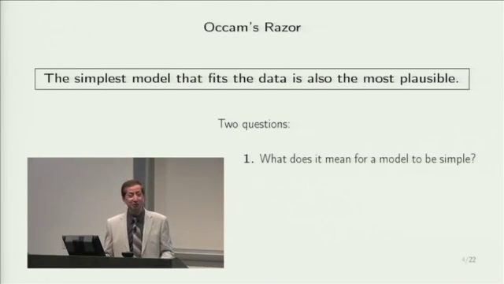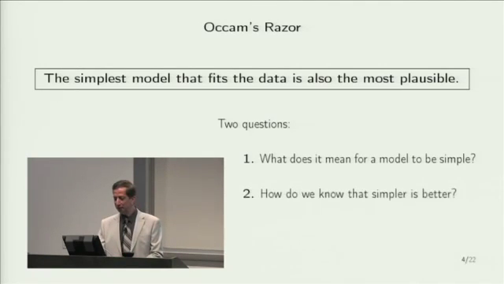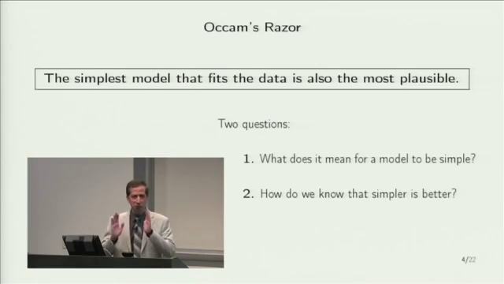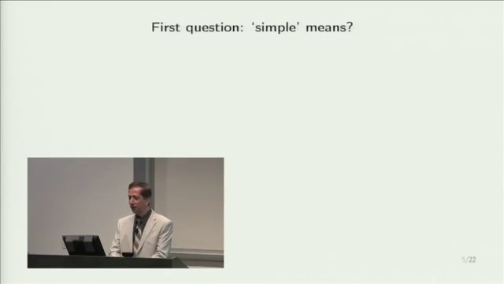It turns out to be a complex question, but we will see that it's actually manageable in very concrete terms. The second question is, how do we know that this is the case? How do we know that simpler is better in terms of performance? So we'll take one question at a time and address it. First question, simple means exactly what?